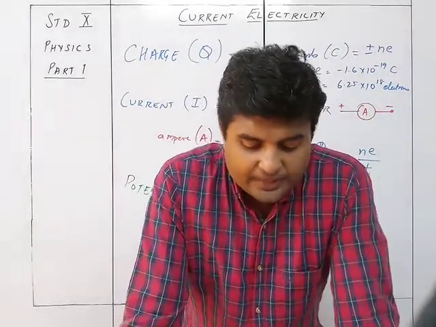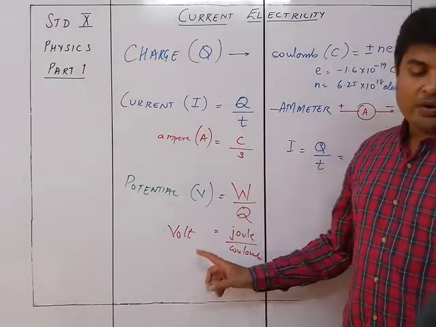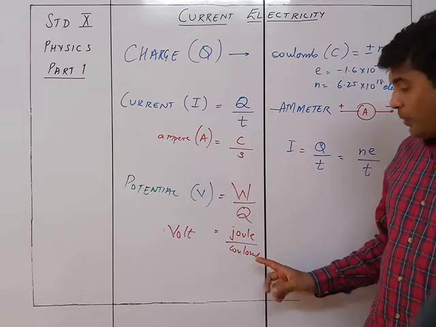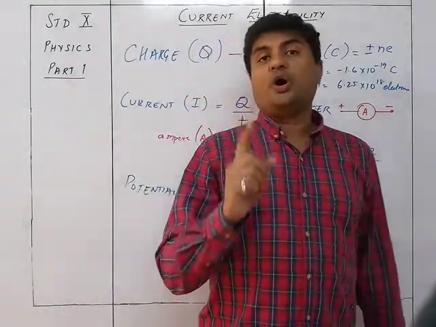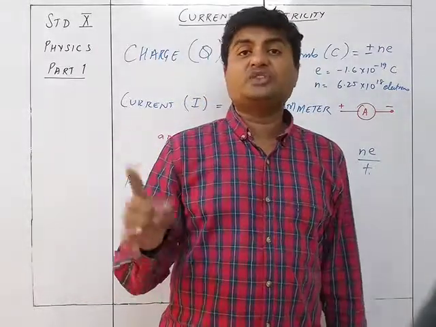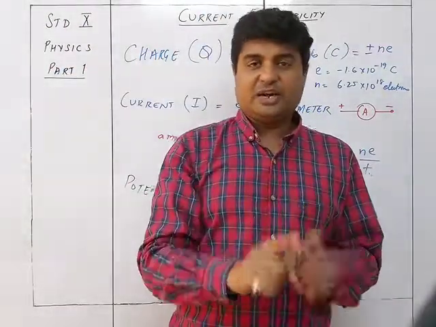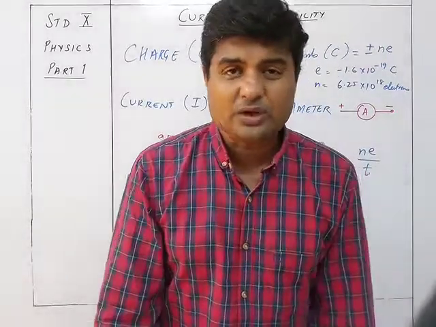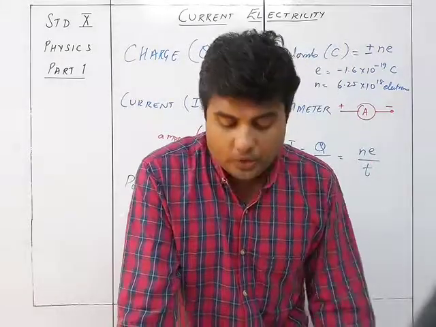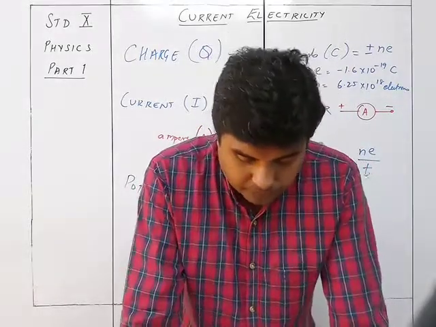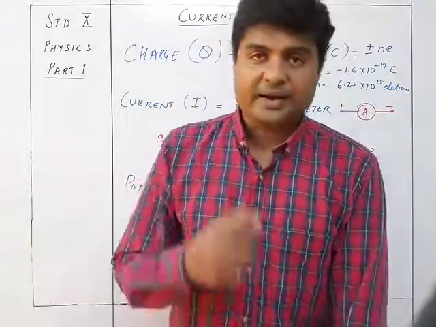Hence, the potential at a point will be said to be 1 volt when 1 joule of work is done in bringing 1 coulomb of charge from infinity to that point. So when 1 joule of work is done on a charge of 1 coulomb in bringing it from infinity to a point in the vicinity of the charge, then the potential of that point is called 1 volt. So 1 joule upon 1 coulomb is nothing but 1 volt. So that was about potential. The next thing we will see is potential difference, but I think I'll take it in the next video.